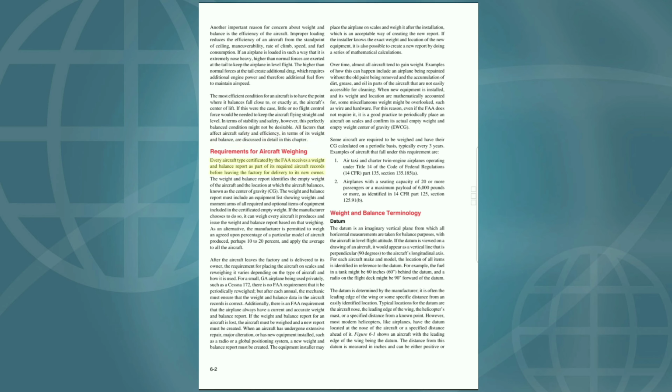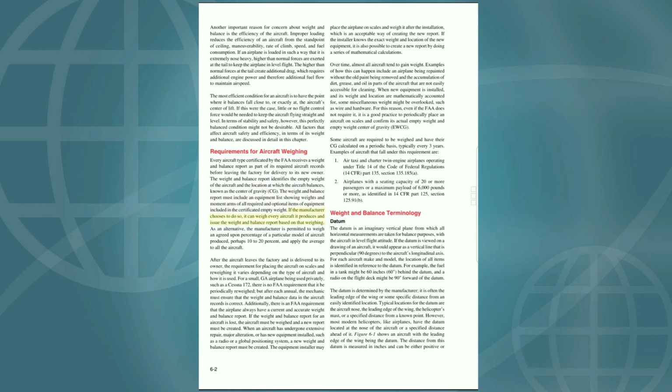Every aircraft type certificated by the FAA receives a weight and balance report as part of its required aircraft records before leaving the factory for delivery to its new owner. The weight and balance report identifies the empty weight of the aircraft and the location at which the aircraft balances, known as the center of gravity, CG. The weight and balance report must include an equipment list showing weights and moment arms of all required and optional items of equipment included in the certificated empty weight.